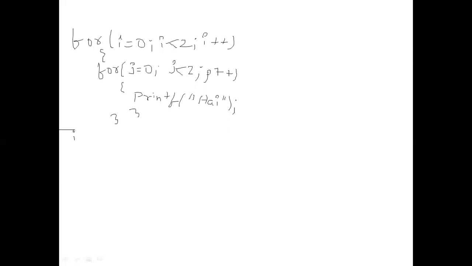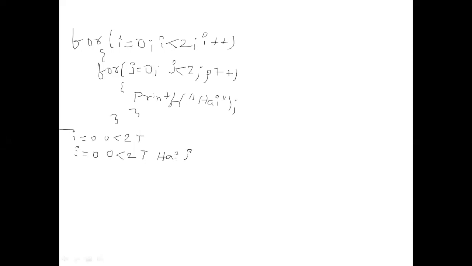So initially it starts from the outer for loop. So i is 0, 0 is less than 2, condition is true. So the inner for loop now starts executing. So j is equal to 0, 0 is less than 2, condition is true. So the inner for loop body will execute and it prints hi.